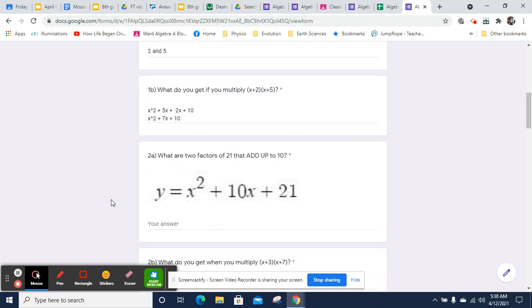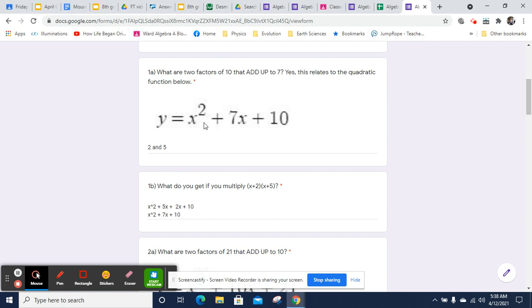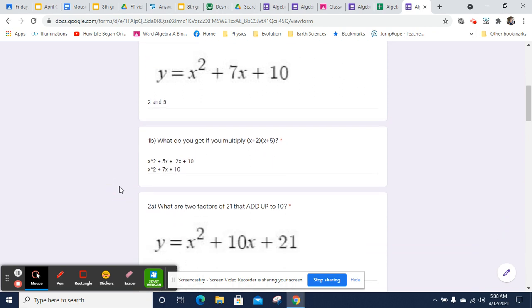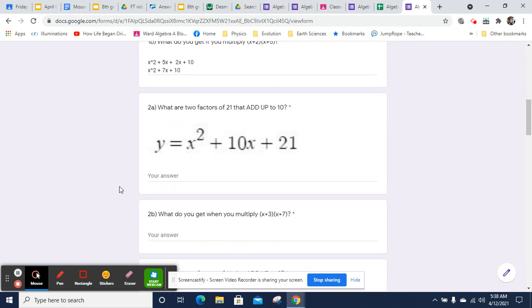So we have just actually created the foundation of taking this multiplied out, which is called the expanded form. This is actually called the standard form as well. We've taken that multiplied out version and used the fact that two factors of 10 that add up to 7, we've used that to create x plus 2 times x plus 5. We can factor it out and bring it back into its factored form where it's two linear equations.